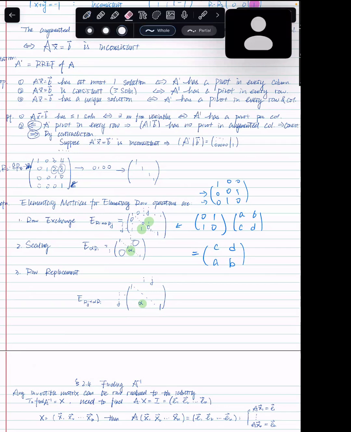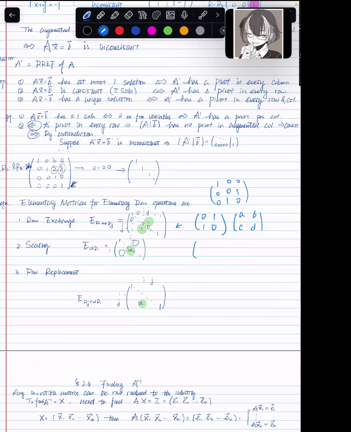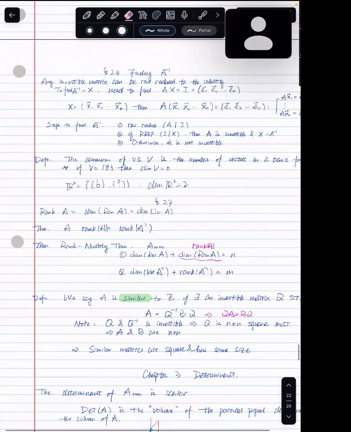Okay, so this is the row swap. But if we multiply the matrix on the right, so for example, if we have A, B, C, D here and 0, 1, 1, 0 here, we will get B, A, D, C. So this is the column swap if we do AE instead of EA.